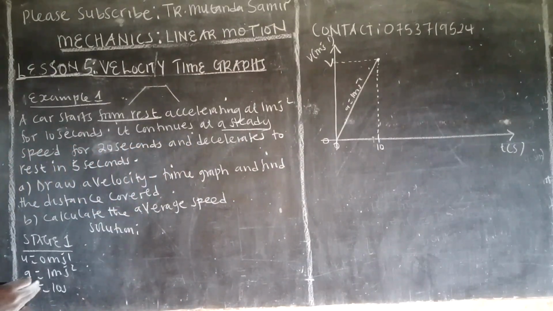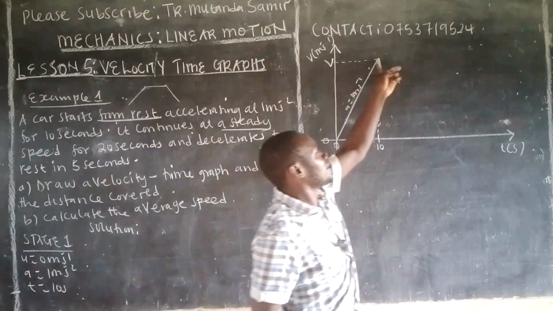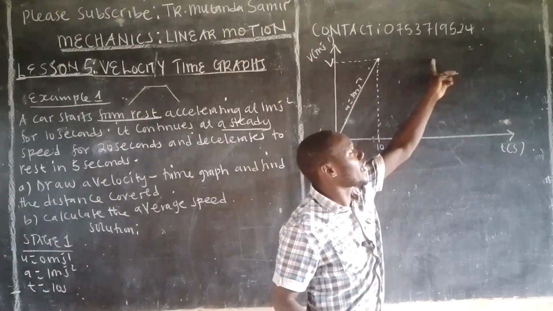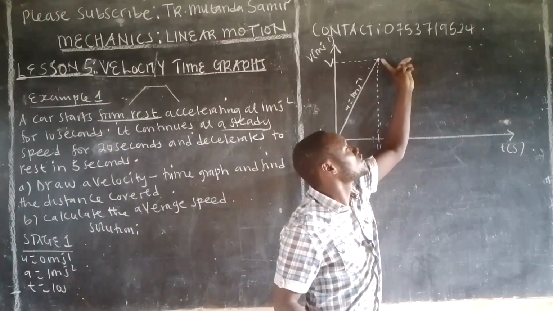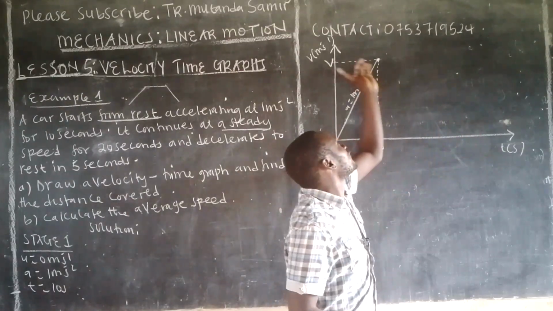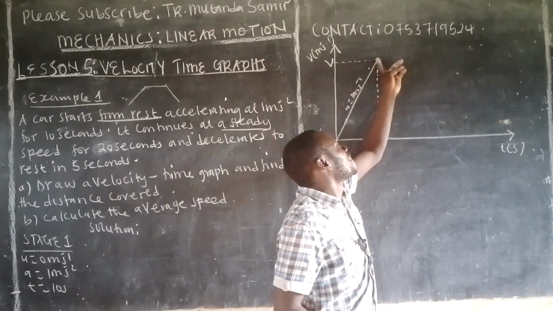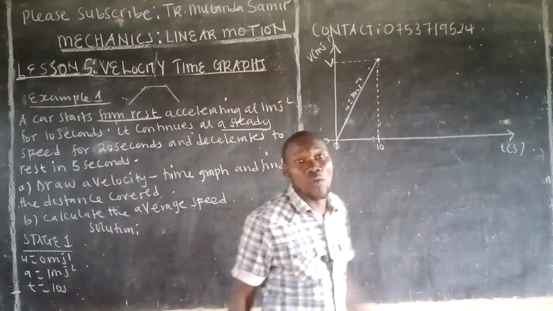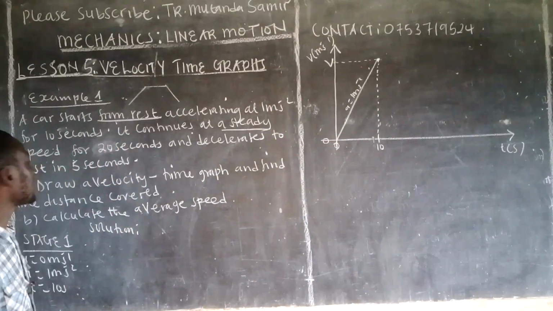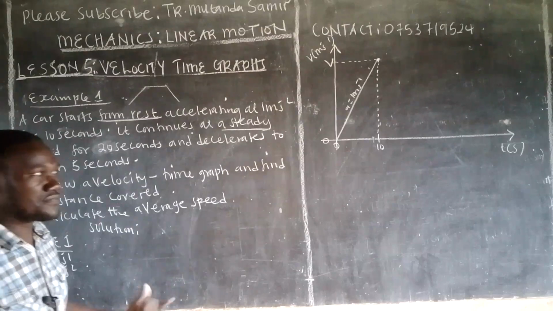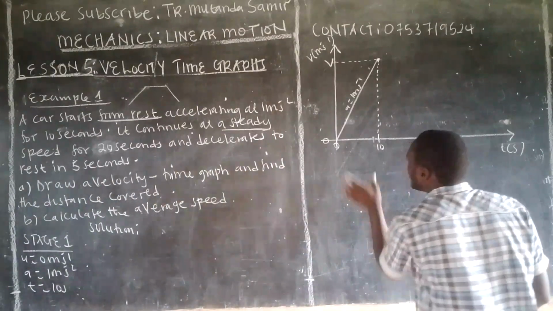If it was at 20, if it came like this and ended at 20, it still continued with the 20 at a steady speed. Or if the final speed was v, it still continued with the v. For how long? Let's see. It continues at a steady speed for 20 seconds. So you know that this is your 10.